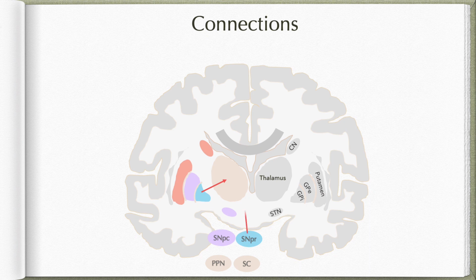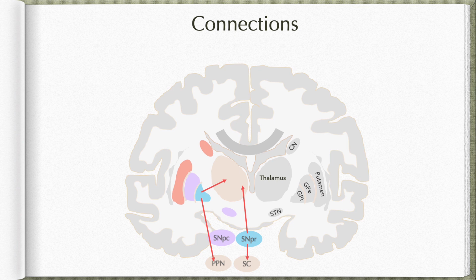The globus pallidus internum and substantia nigra pars reticulata, both of them will send their output to thalamus, mainly to ventral anterior, ventral lateral, and the centromedian part of the intralaminar nuclei within the thalamus. In addition, substantia nigra pars reticulata will also project to superior colliculus in the midbrain, and globus pallidus internum will also project to pedunculopontine nucleus in the midbrain.